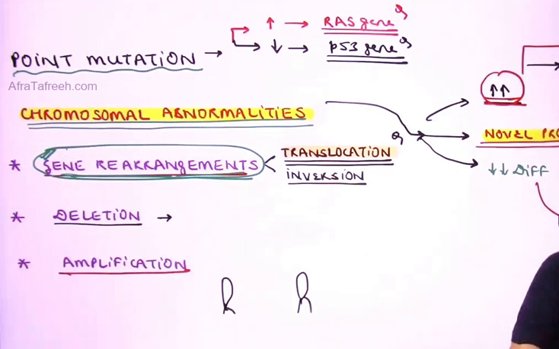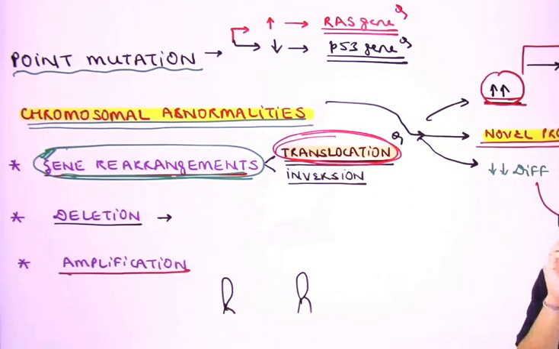Out of all the chromosomal abnormalities, remember what I've highlighted over here for you: translocation happens to be the commonest effect, particularly associated with the lymphoid malignancies.